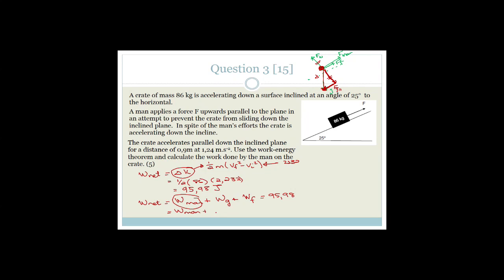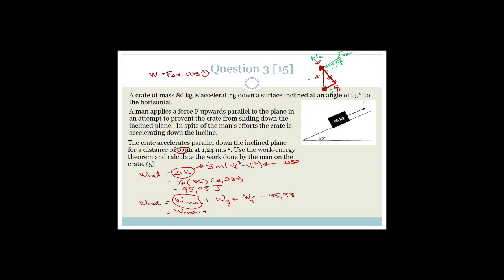But remember that work done is always F delta X, okay? And in this case, delta X is 0.9, we've got it. So let's work out this force here. And I know that your formula sheet said F delta X cos theta.